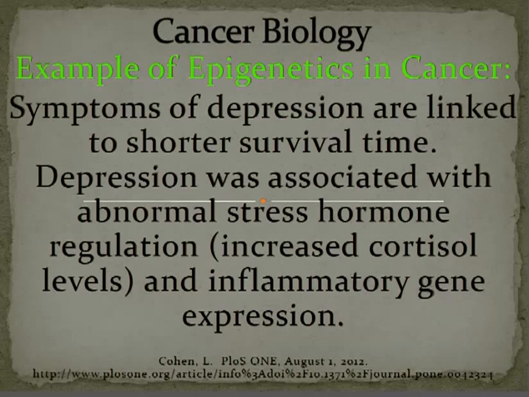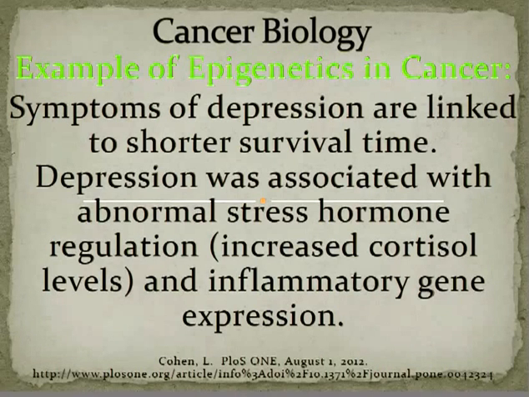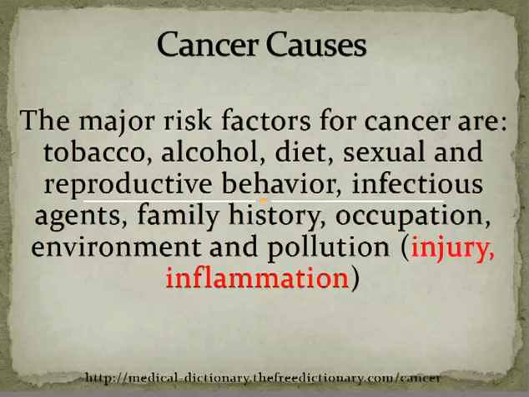So, we can now look at examples of epigenetics in cancer. And look when this was published: 11 days ago. This just was online. Symptoms of depression are linked to shorter survival time. Depression was associated with abnormal stress hormone regulation, increased cortisol levels, and inflammatory gene expression. Well, everybody knows attitude and expectations and putting up the fight is very important in cancer as it is in any disease. And now we're finding that this affects gene expression.